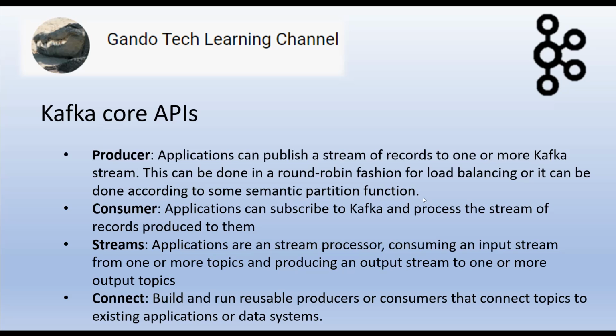So the producer is basically the application which is publishing a stream of records to one or more Kafka streams. This can be done in a round robin fashion for load balancing, or it can be done according to some semantic partition functions.